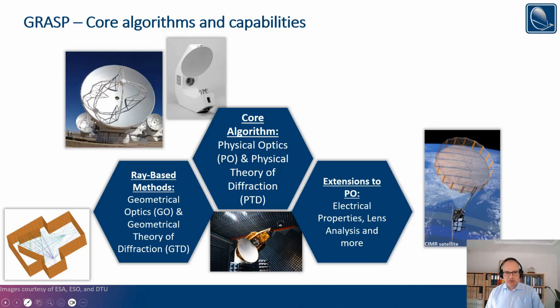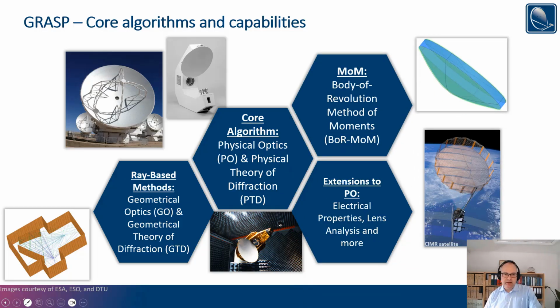In addition to this, you get a lot of extensions to the physical optics algorithm, as I said, based on our very long experience with this product. This includes electrical properties, which means that you can, inside the physical optics algorithm, actually analyze to great detail the effect of, for example, a mesh reflector like we see here. You can also do lens analysis, you can do strut analysis, and a lot more, all based on extensions of this physical optics algorithm. Finally, we also provide the method of moments for body of revolutions.